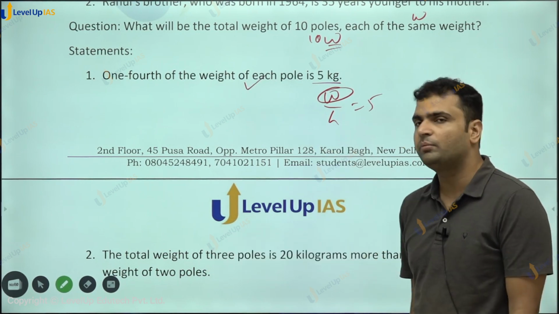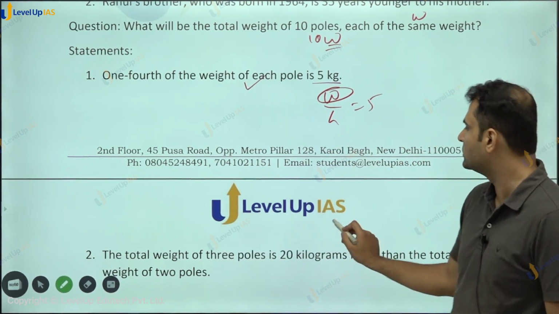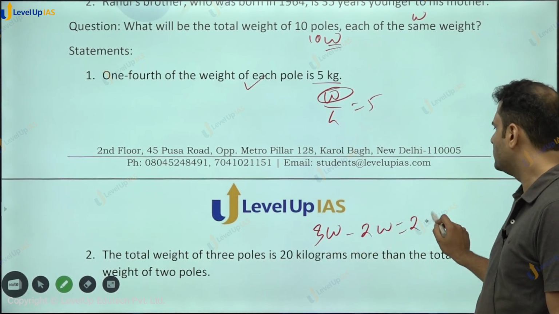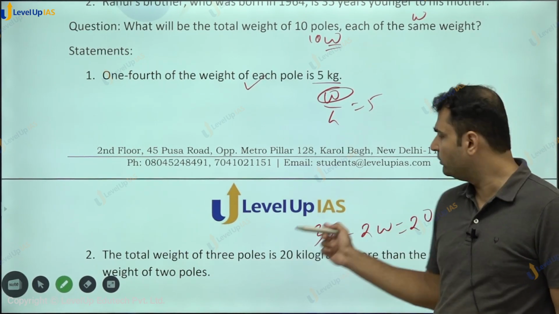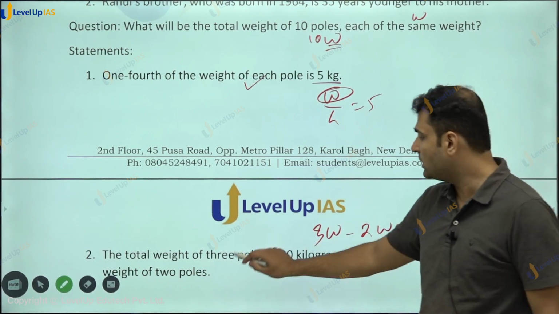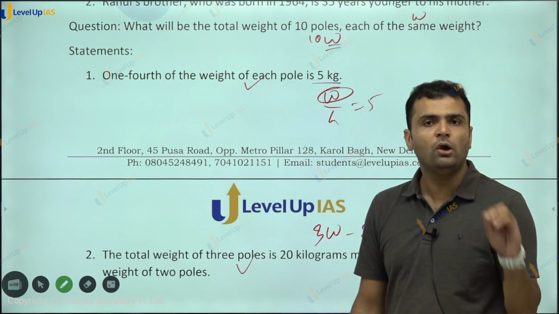But let us look at statement 2. Total weight of 3 poles is 20 kg more than total weight of 2 poles. So 3W minus 2W is equal to 20. Another equation in W. So value of W can be found out from here as well. So statement 2 alone is also sufficient. So here answer would be either statement alone is sufficient.